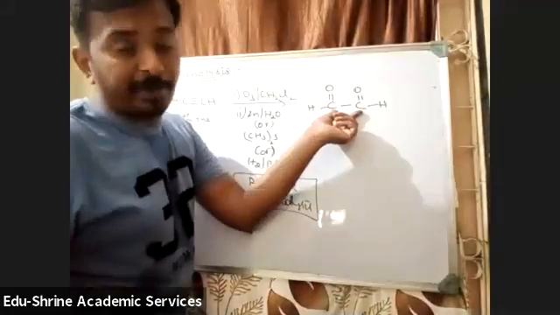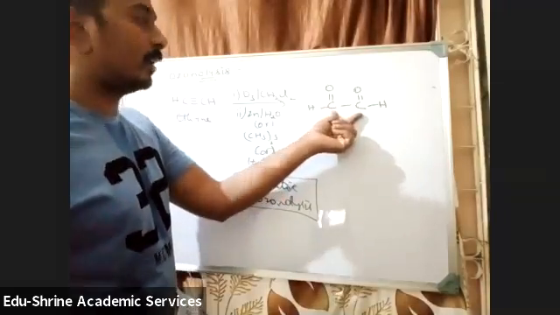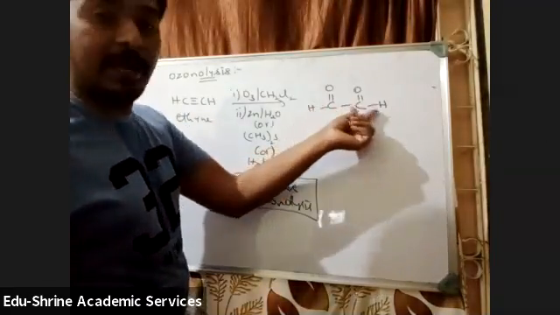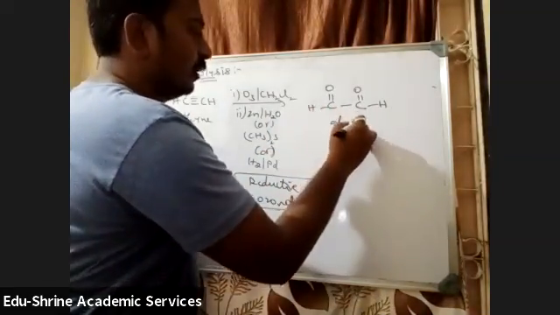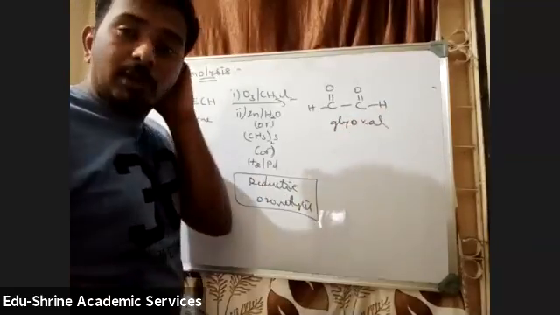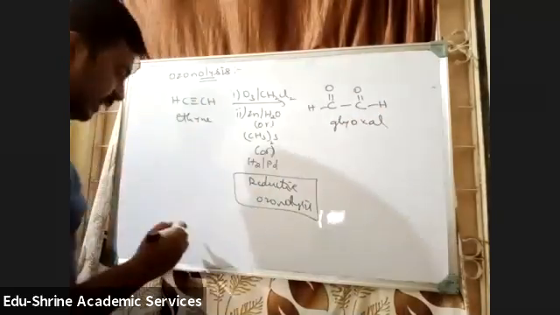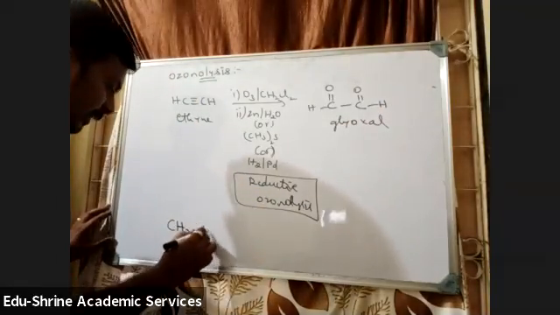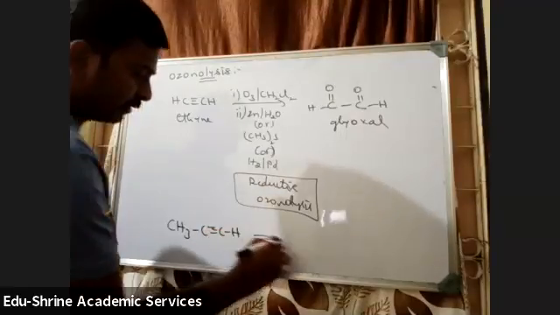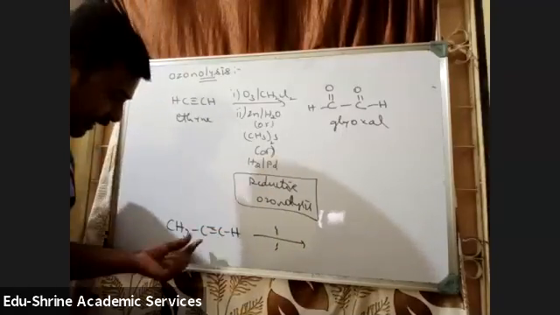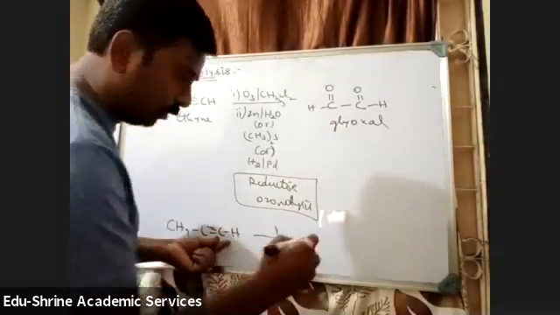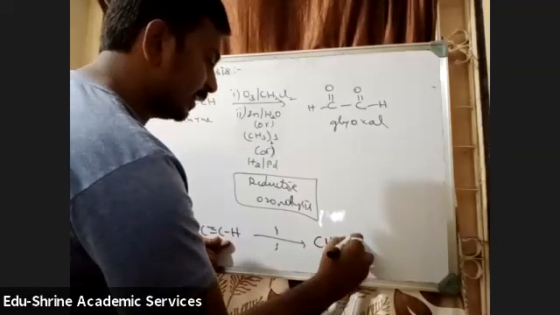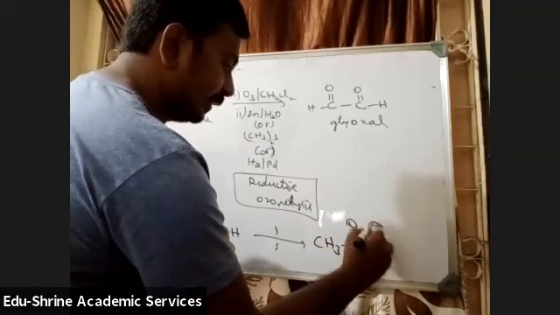Always there will be a bond present between the two carbon atoms, right? And you will get one aldehyde here and one aldehyde there, which is called glyoxal. For example, if I take propyne, CH3-C triple bond CH, what happens? Here one double bond O, here one double bond O. That's it. CH3, C double bond O, C double bond O H.